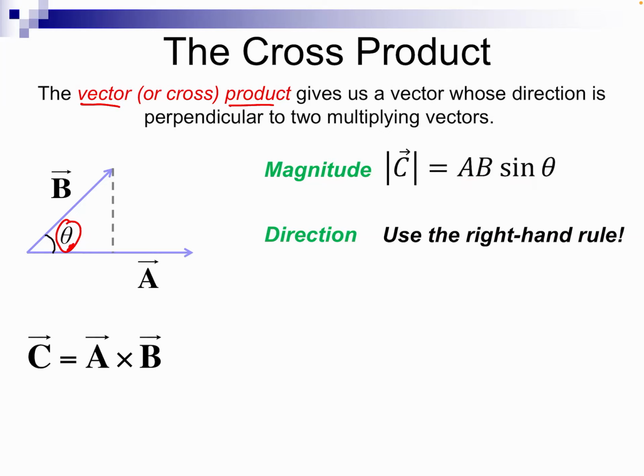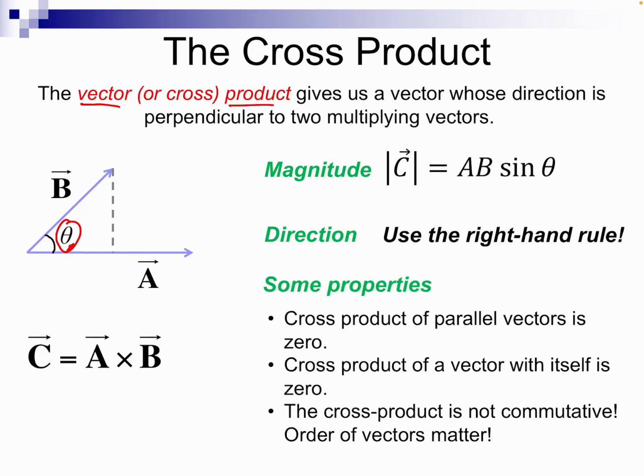Finding the direction: when you do a cross product between two vectors, the resulting answer will also be a vector. To find the direction of the vector resulting from the cross product, we need to use the right-hand rule, and we'll see what the right-hand rule is all about. But first, some special properties about the cross product.